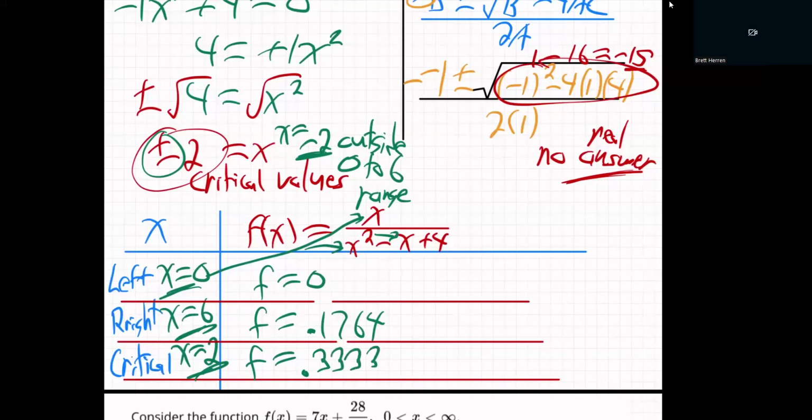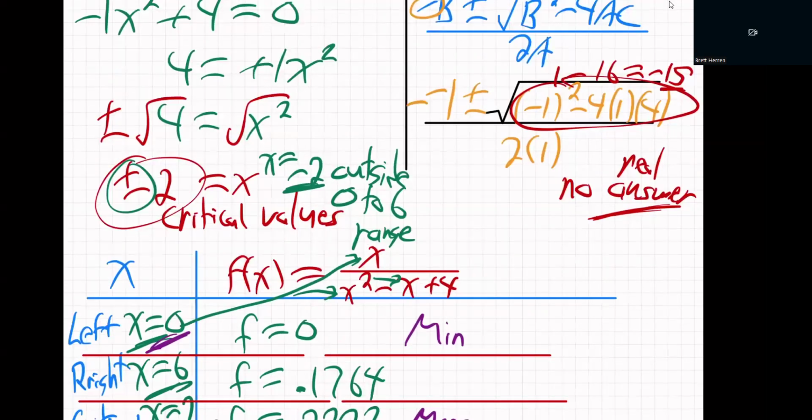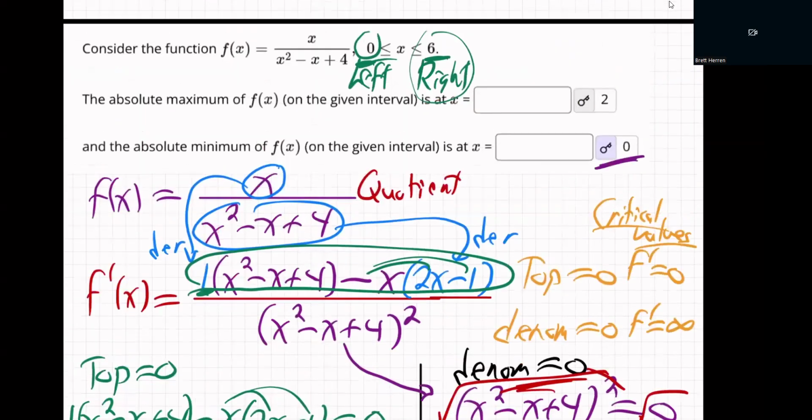Okay, so now just pick the max and the min. So what's the biggest one? This is the max, that's the highest number. And this is the min, 0 is the lowest. So it's 0 and 2 that are the min and the max. At 0 is the min, at 2 is the max. And so there we go.